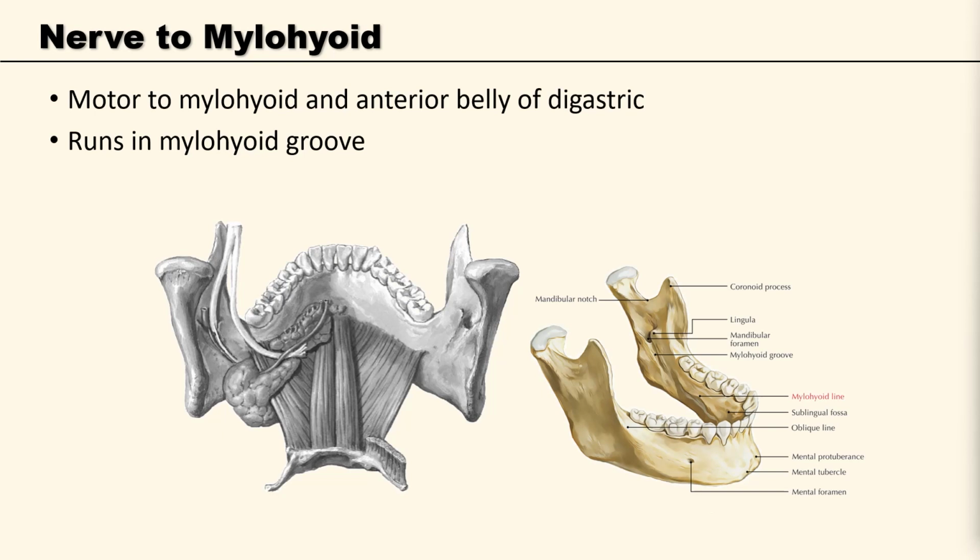The nerve to the mylohyoid comes off the inferior alveolar nerve and initially runs in the groove that lies just below the mandibular foramen. This is called the mylohyoid groove. It is visible on the left picture on this slide. This picture shows the left mylohyoid nerve running within the left mylohyoid groove. It also shows very clearly that the inferior alveolar nerve enters the mandible through the mandibular foramen, just after the nerve to the mylohyoid branches from it.